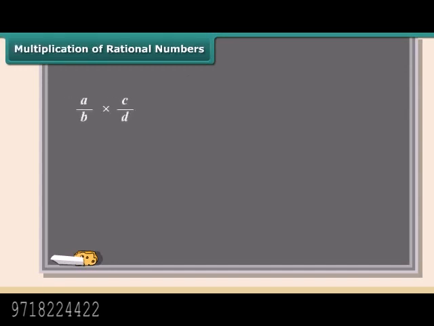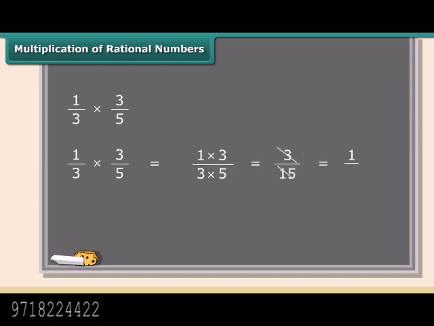Now we will study multiplication of rational numbers. This is the easiest one. To multiply two rational numbers, just multiply the numerators and denominators separately like this. Here is an example. We will multiply 1 by 3 and 3 by 5. First of all, we will multiply the numerators. Now we will multiply the denominators. Now this fraction can be further simplified to 1 by 5.